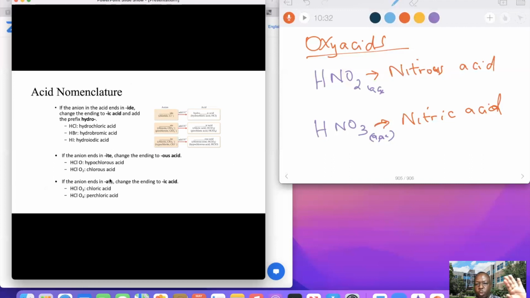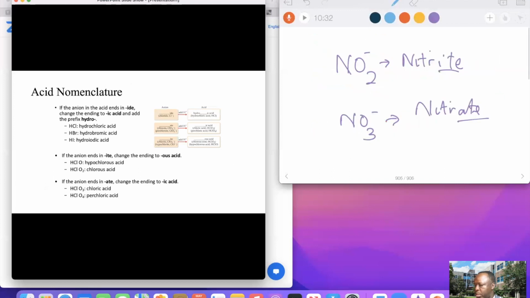This goes back to polyatomic ions. If you fail to nail down naming polyatomic ions, the problem will compound in naming of oxy acids. That means acids with what? Polyatomic ions.